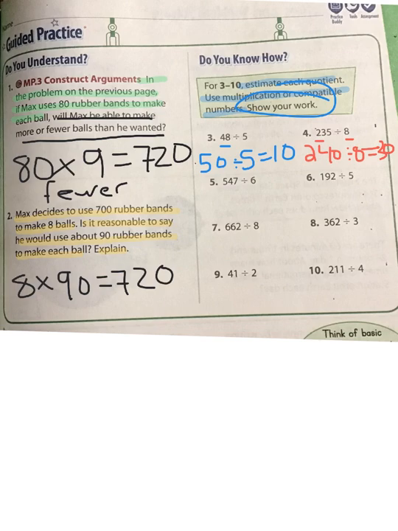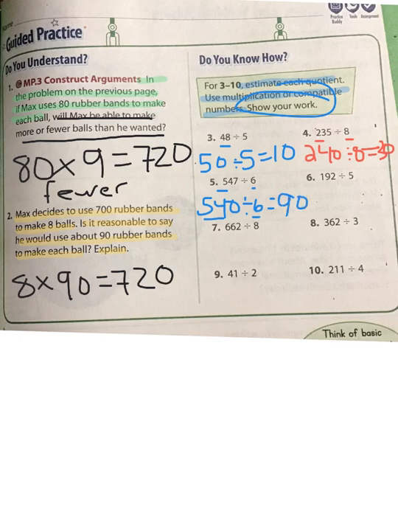Number 5. 547 divided by 6. Well, I know that 6 times 9 is 54, so I'm going to use 540 divided by 6 equals 54 divided by 6 is 9, and then place my 0.